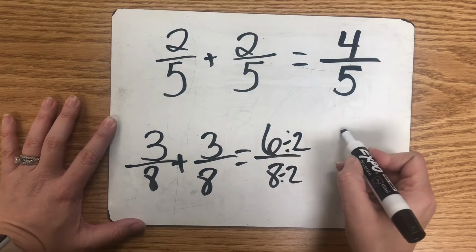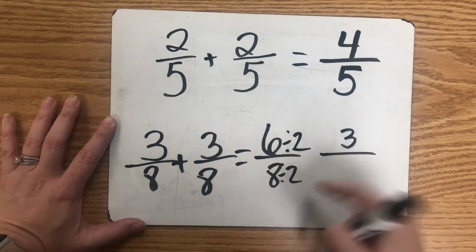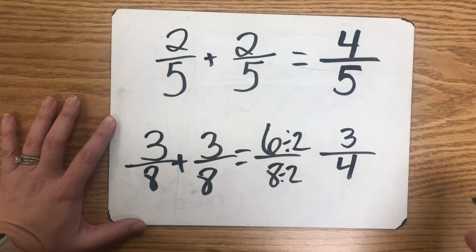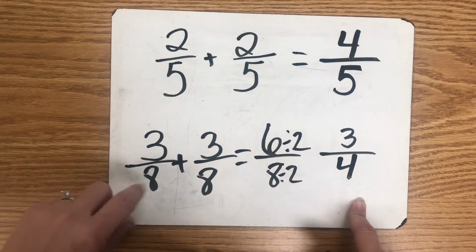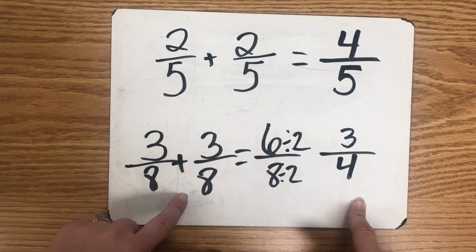6 divided by 2 is 3. 8 divided by 2 is 4. So 6/8 reduces down to 3/4. So 3/8 plus 3/8 gives you 3/4.